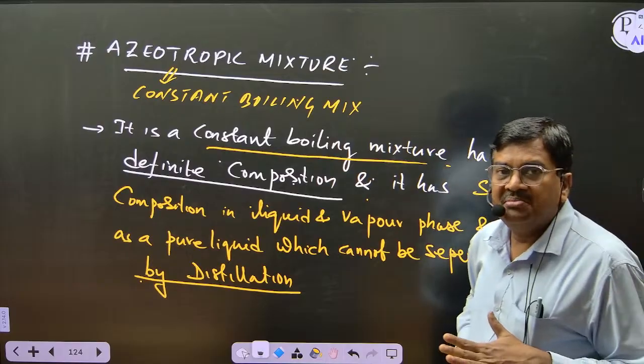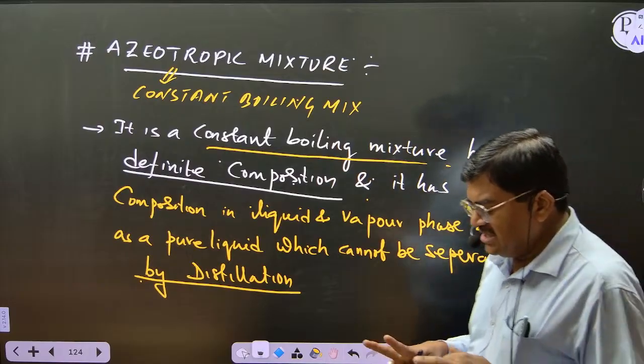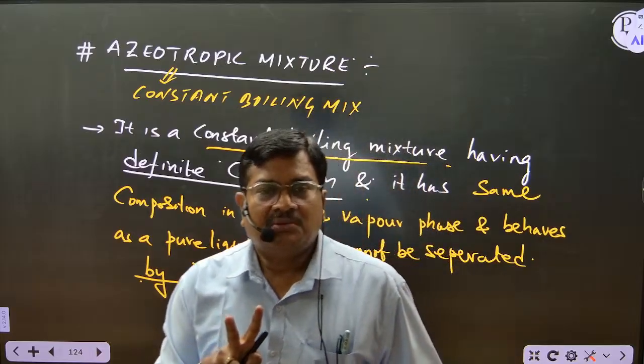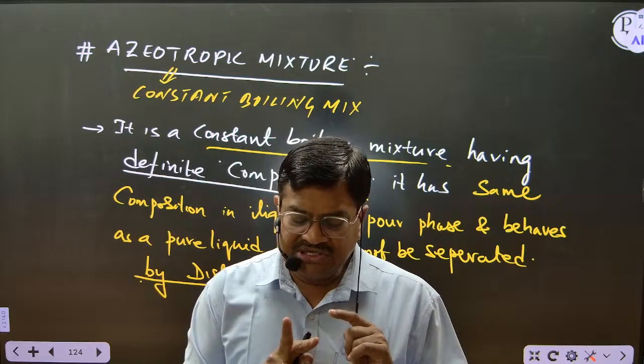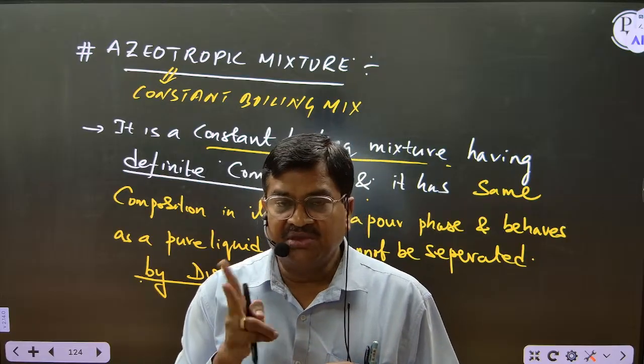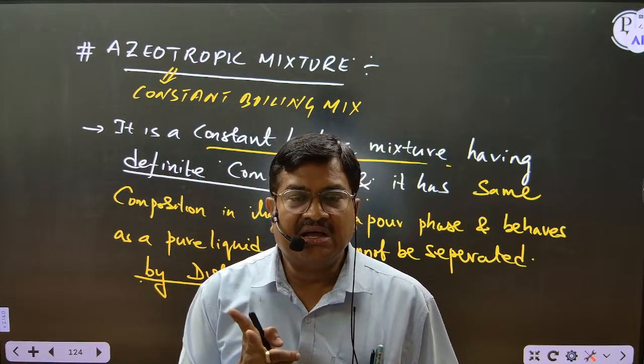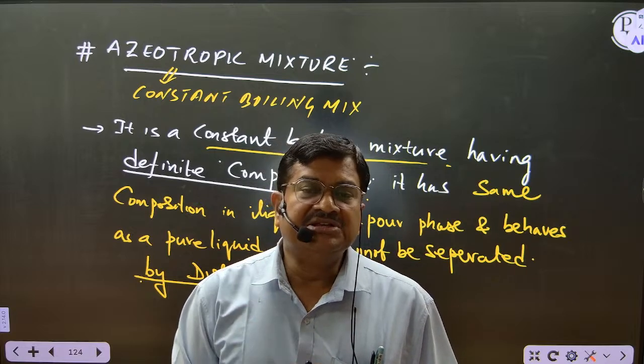So this understood, copied everyone. Now see, we studied two types of deviation. What are the two? Positive deviation and negative deviation. Now see, the liquid that is showing positive deviation from Raoult's law will form minimum boiling azeotrope.